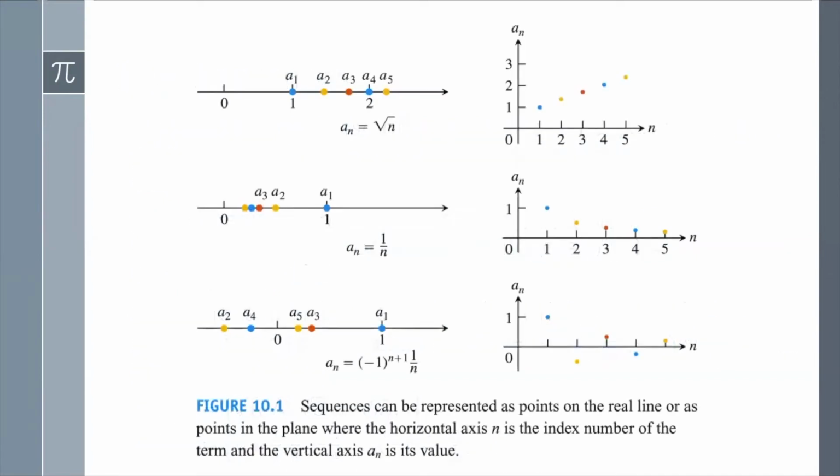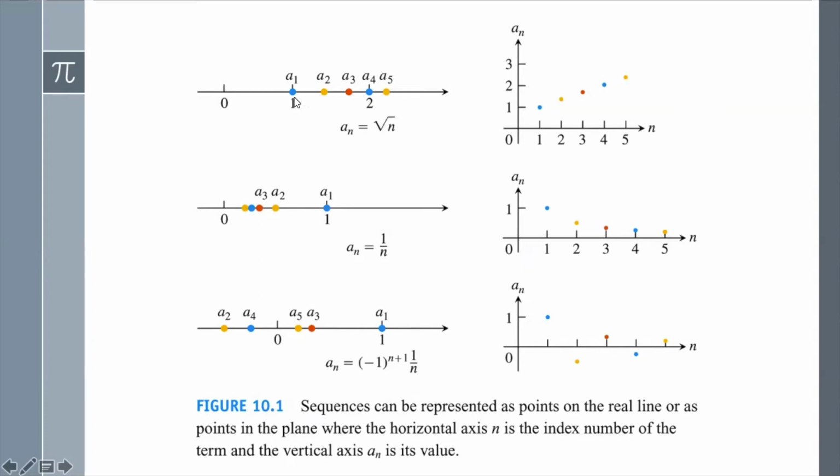Here are a couple of different ways to graph sequences. I tend to prefer what's here on the right-hand side. It's a little bit more clear to me, but this is a perfectly good way to do it too. So you can either represent them as points on the real line, which is what they're doing on the left side.